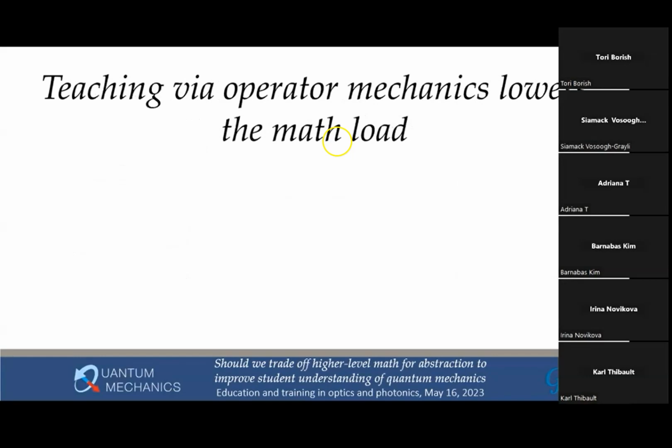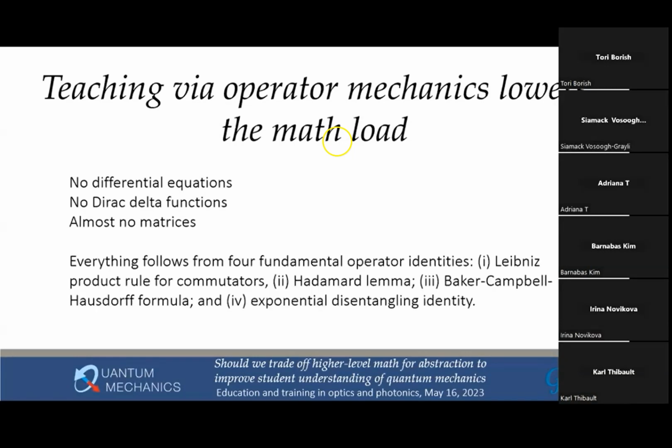But when we do this, this really lowers the math load. No differential equations, no Dirac delta functions, almost no matrices, and everything follows from four fundamental identities: the Leibniz product rule for commutators, the Hadamard lemma, Baker-Campbell-Hausdorff formula, and something called the exponential disentangling identity. I'm not going to be using this, so I won't talk about this.